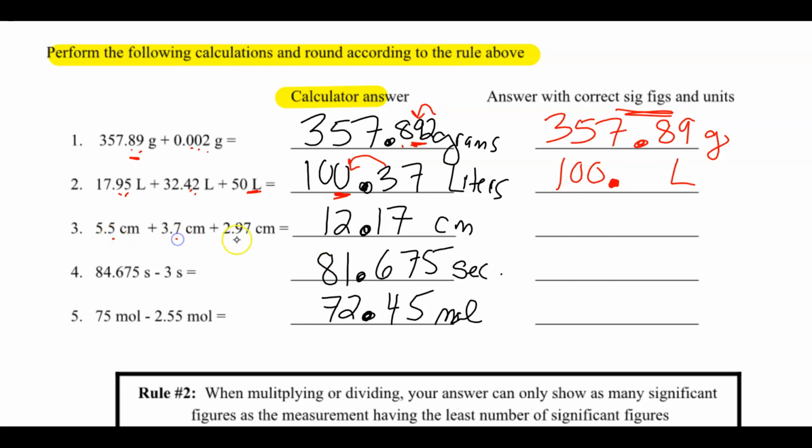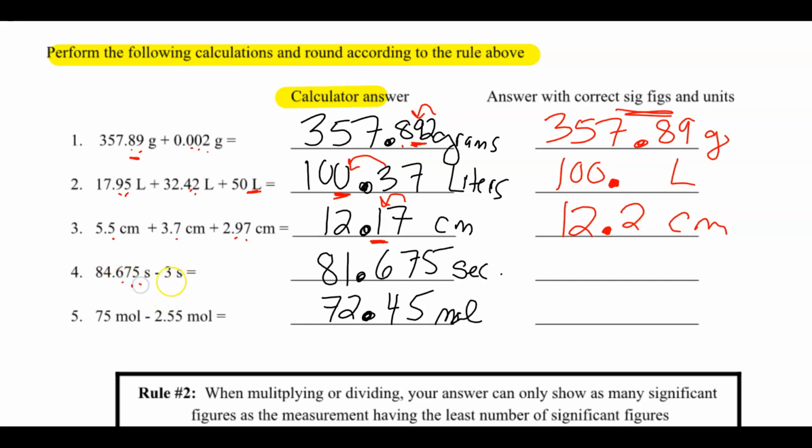Okay, number 3. 1 decimal, 2. I've got to go to 1 decimal. So here's my 1 decimal place I'm rounding to. Look to the right. What does the 7 do to the 1? It bumps it up. So we've got 12.2 centimeters.